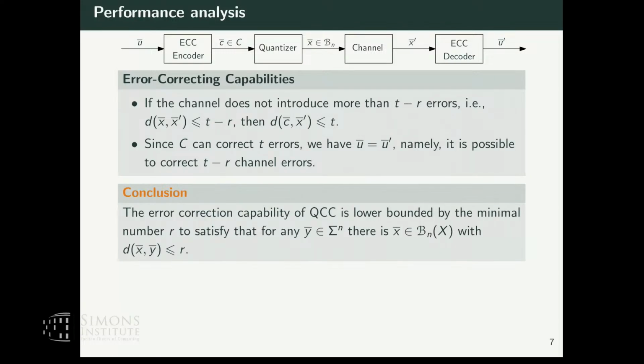So the conclusion is that the error correction capability of this scheme depends on this bound R that is introduced by the quantizer. As long as we can guarantee that for any string that enters this quantizer, we can force it to become constrained, not reversibly, by introducing no more than R errors, then we can calculate the rest of the properties of the scheme.